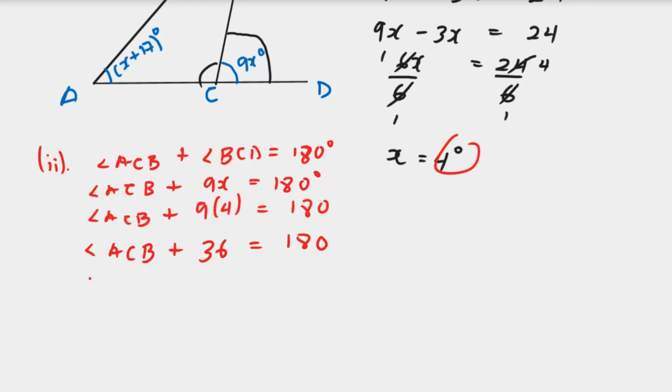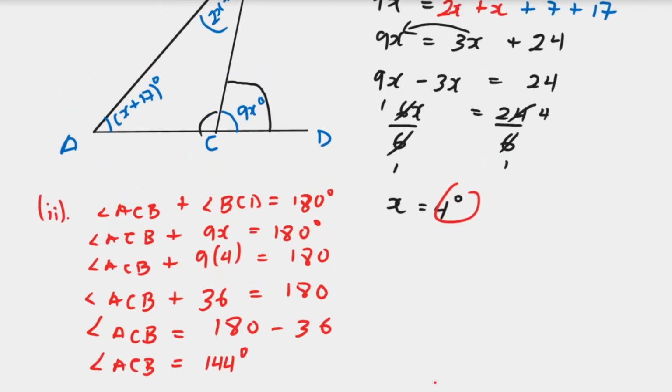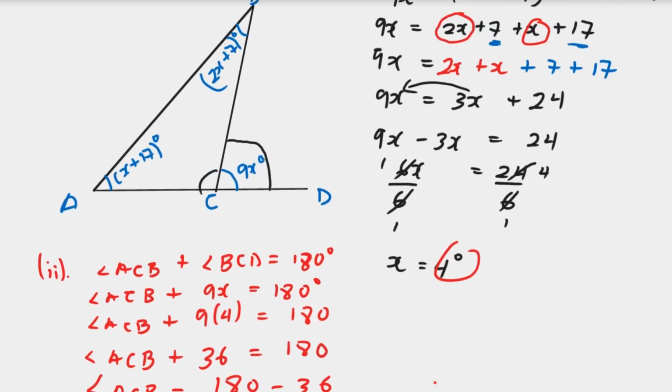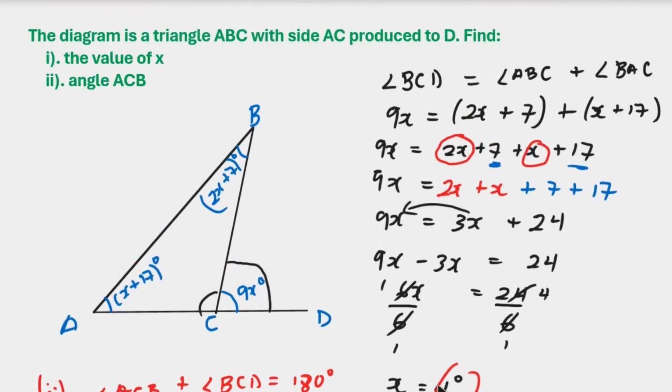So how do we find the value of angle ACB? We just have to take 36 to the other side. So we have 180 minus 36. So when you subtract, that will give us angle ACB equal to 144 degrees. So that is how you're supposed to find the value of this angle. Let's move on to our next diagram.